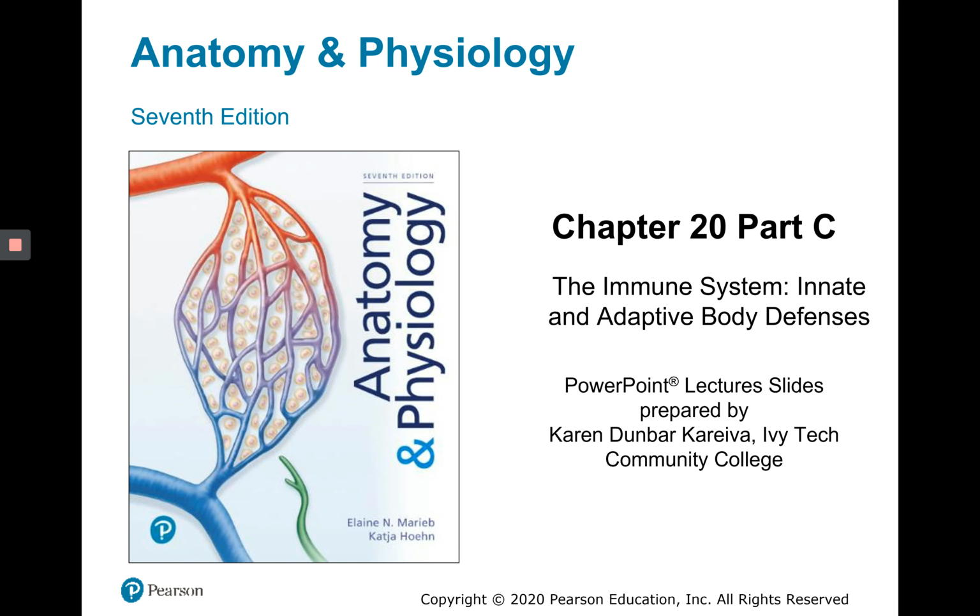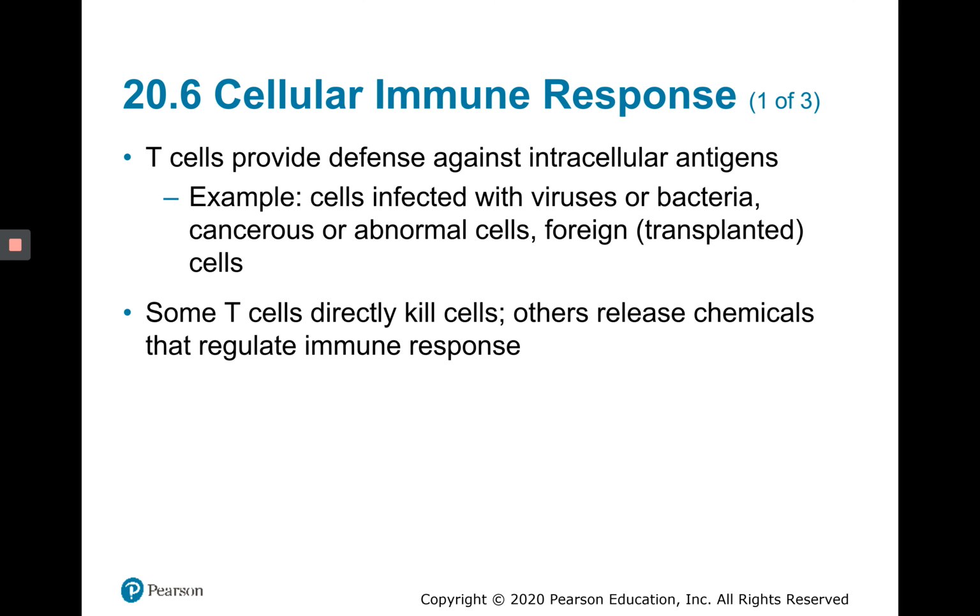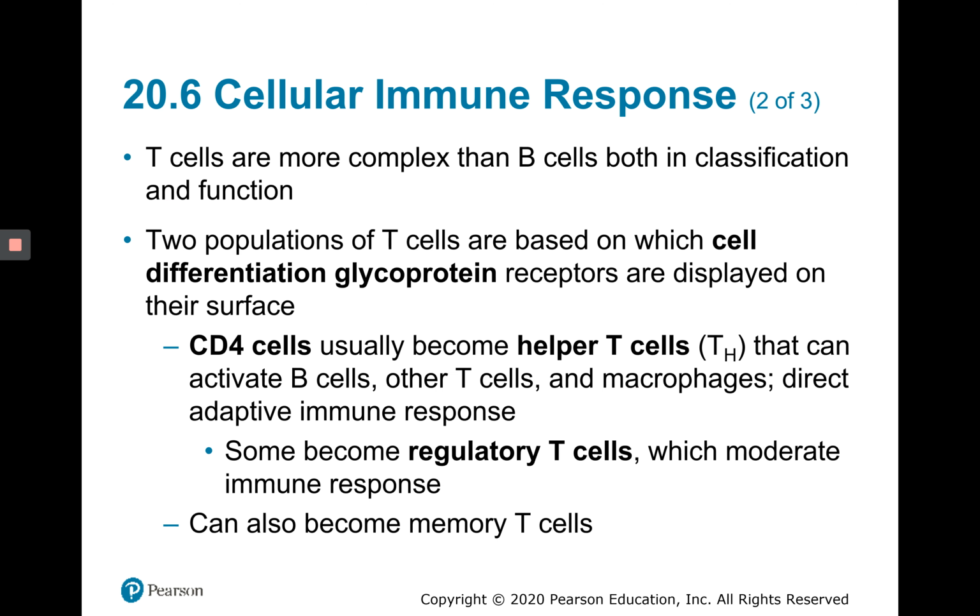Next, we're going to be looking at Chapter 20, Part C. We're focusing on the cellular immune arm of the adaptive defense system, which focuses on T cells and how they are able to provide defense against intracellular antigens. An example of an intracellular antigen includes viruses, bacteria, cancerous cells, abnormal cells, even foreign or transplanted cells. Some T cells directly kill cells, whereas others release chemicals that regulate the immune response.